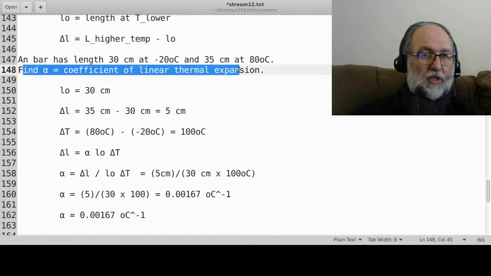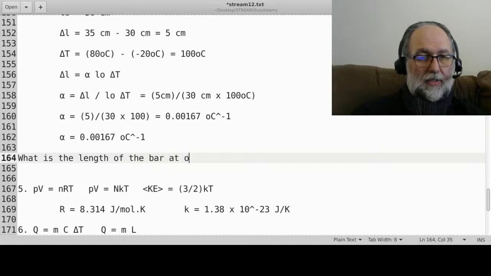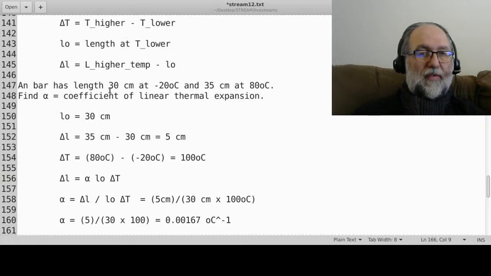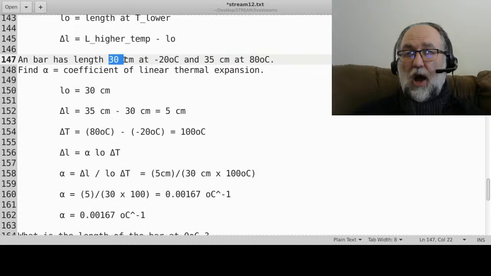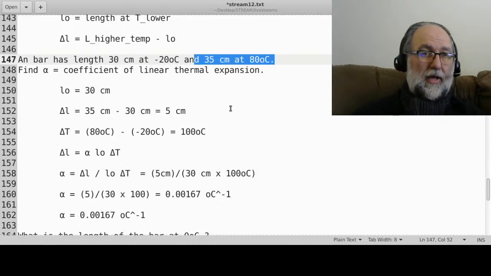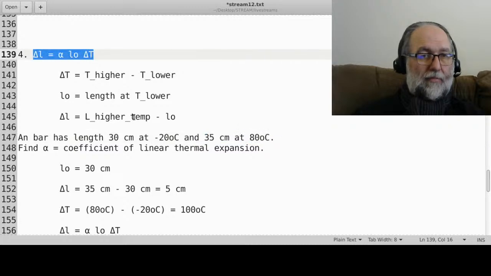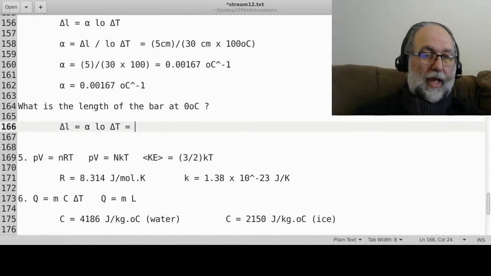Okay, so that's one question. Find the linear expansion. What is the length of the bar at 0 degrees Celsius? Okay, so how long would you expect it to be? Well, if it's 30 at negative 20 and 35 at 80, you expect it to be longer than 30 but less than 35. Okay, you say, well, how do I calculate that? Well, starting from this formula right here, you calculate how much it expands. Okay, and so let's calculate that first.